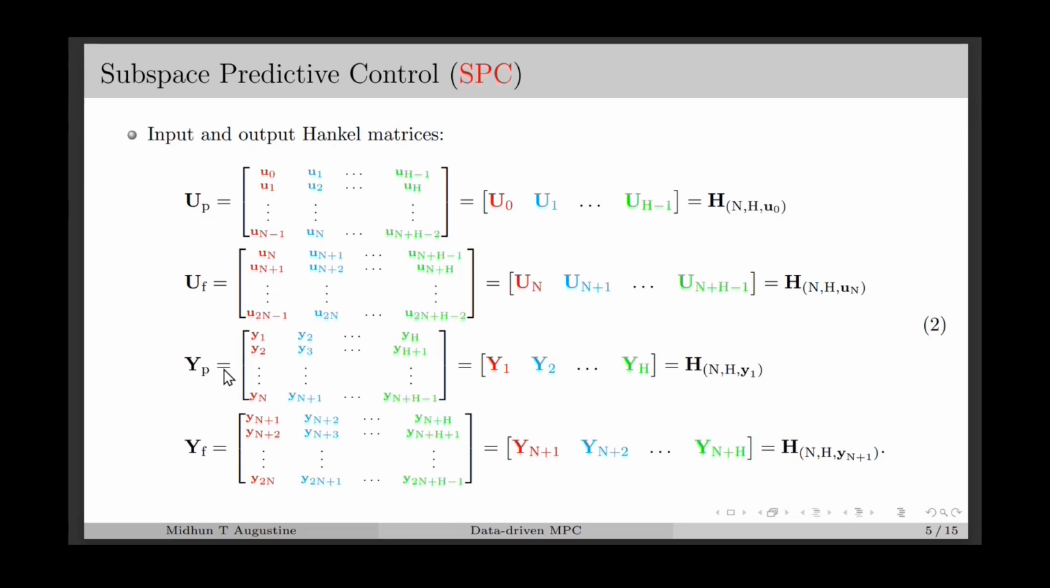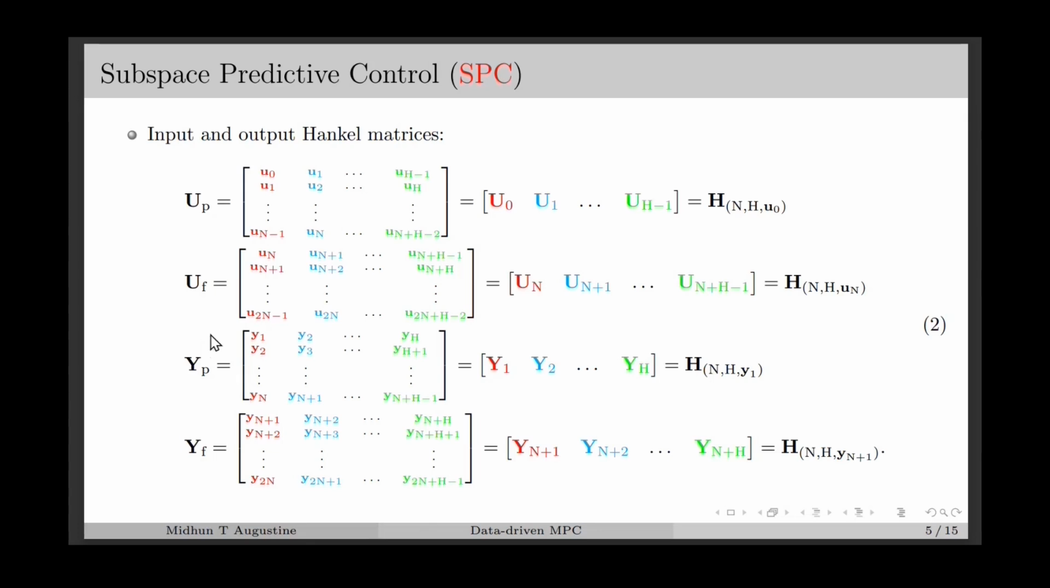Similarly, this YP denotes the past output data and YF denotes the future output data. And each column of these matrices can be denoted by a column vector as shown here. These four block Hankel matrices are the key components in a subspace-based system identification. And therefore, in subspace predictive control as well, these four matrices will play the central role. We use a relationship between these four matrices to define the model-based equality constraint in MPC.